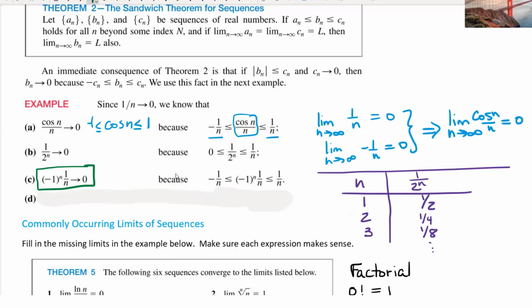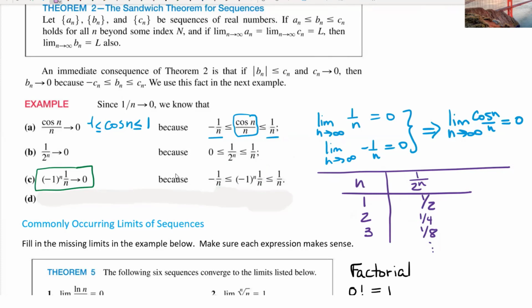That's right. So when n is 1, you're going to get a negative. When n is 2, you're going to get a positive. When n is 3, you're going to get a negative, and so on. So what we have here is an alternating version of the 1 over n sequence. So that means it's going to be greater than or equal to -1 over n. Sometimes it's equal to -1 over n when we have an odd term, and sometimes it's equal to 1 over n when we have an even term, but it's always in between the two.